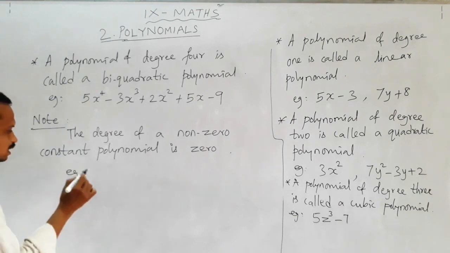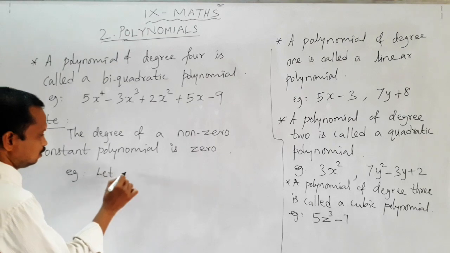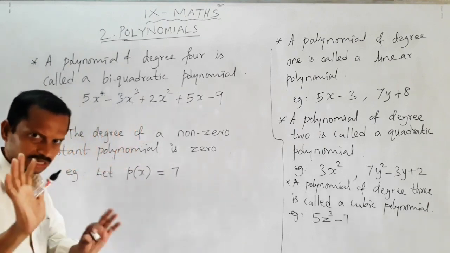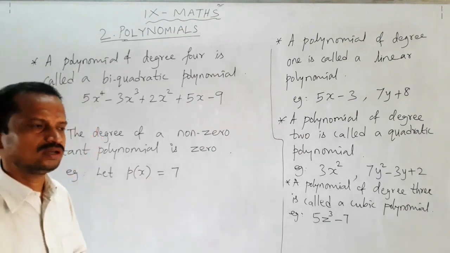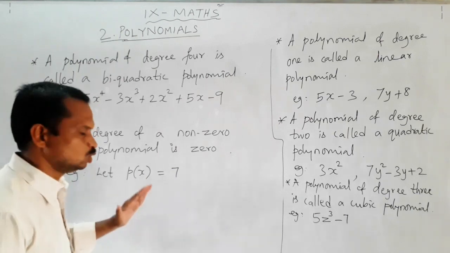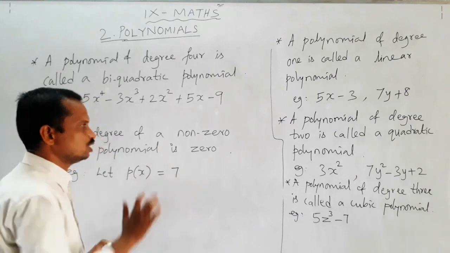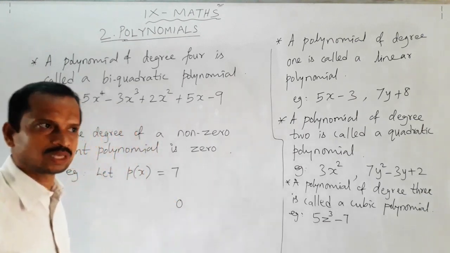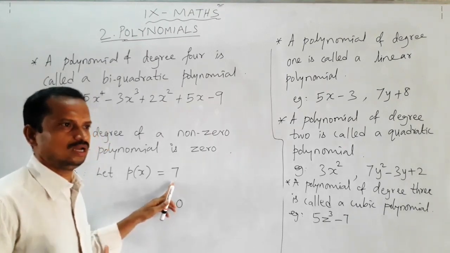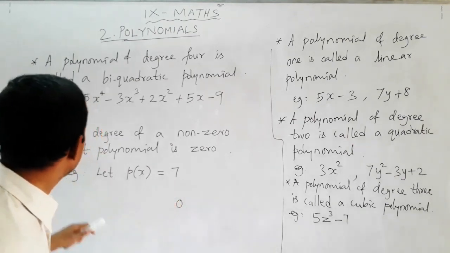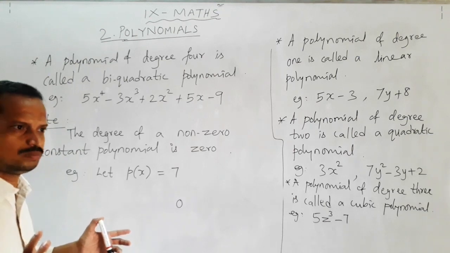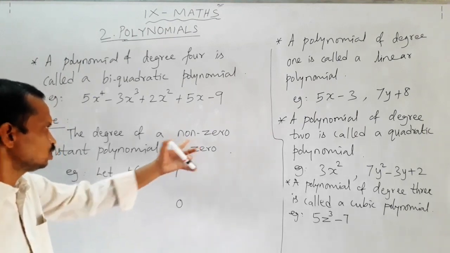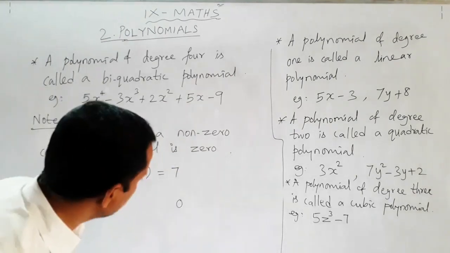So we can do an example. Let p of x be a polynomial, simply 7. Number 7 alone. Number 7 is a constant polynomial. Why do we say constant polynomial? Constant polynomial means there is no variable, only a non-zero constant. If it is 0, then it is called the zero polynomial. Except 0, the other numbers are non-zero constant polynomials. If it is any constant other than 0, it is called a non-zero constant polynomial, and its degree is 0. So why do we say that the degree is 0?